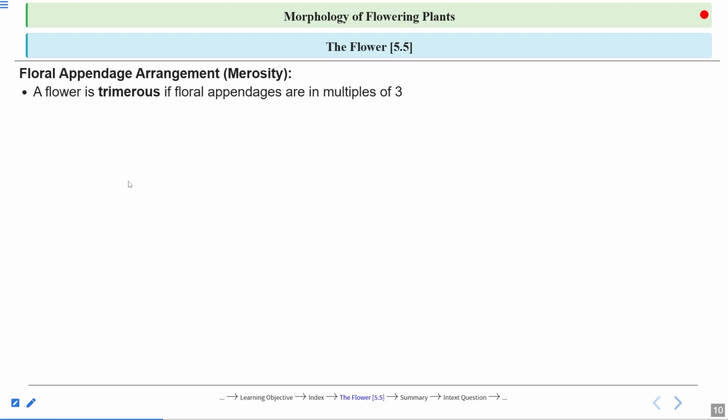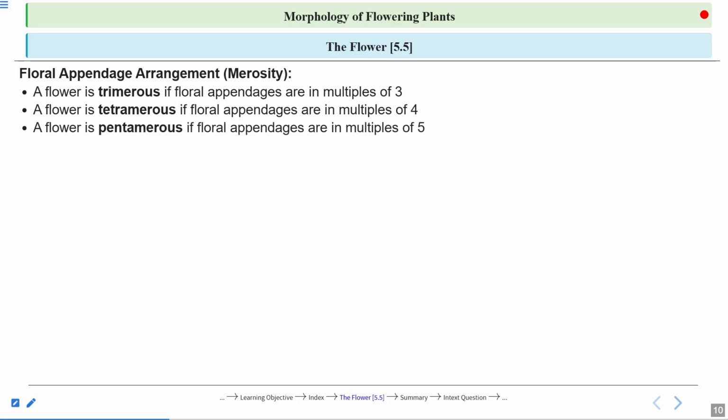Now, you must have heard about the flower being trimerous, tetramerous, pentamerous. What is that? A flower is trimerous if the floral appendages are in multiples of 3. Then you call it a trimerous flower. Tetramerous means the floral appendages are in multiples of 4.